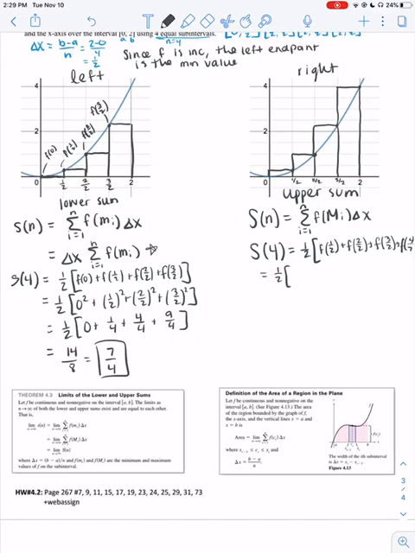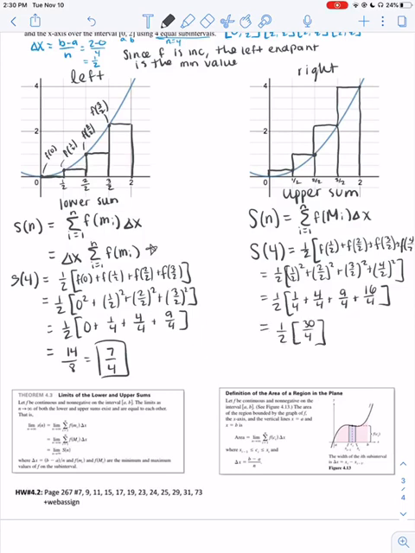So this is going to be 1/2 squared plus 2/2 squared plus 3/2 squared plus 4/2 squared. And that's going to be 1/4 plus 4/4 plus 9/4 plus 16/4. Add those up and you get 10, 20, 30/4. And so we are getting 30/8, which would be 15/4. So this is our over approximation.